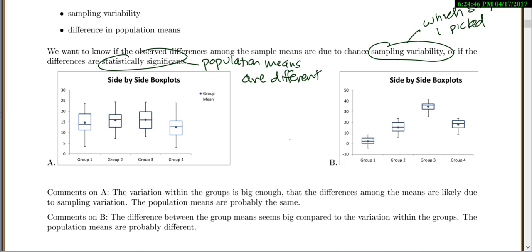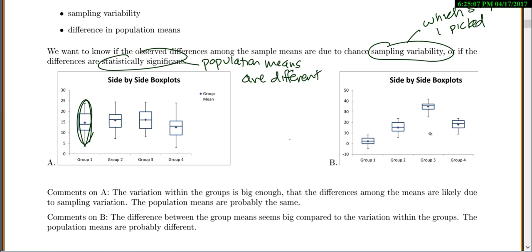So our comments on our first one, the variation within the groups. Now when we say variation within the groups, we mean how big is the spread within the group. So the variation within the group seems big enough that the differences in the means are likely just due to sampling variability. And the population means are probably the same, or at least fairly close.